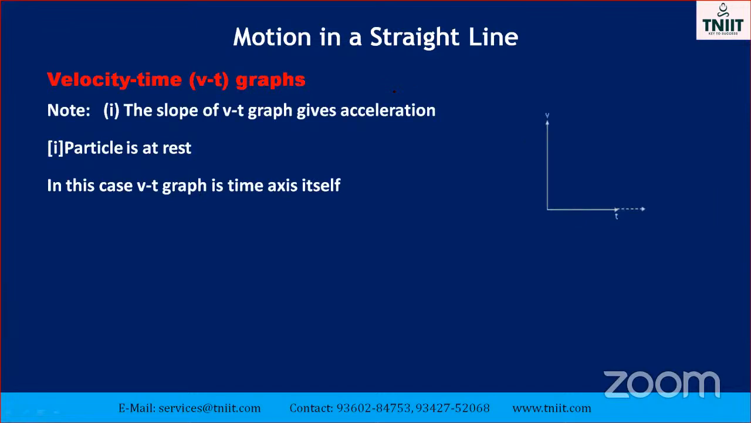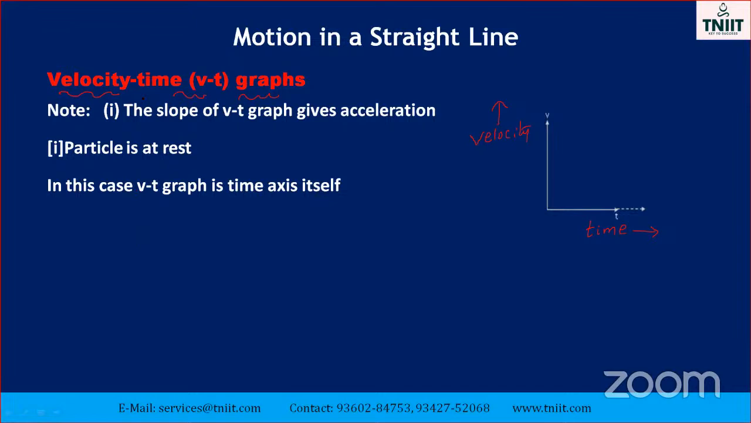Come back to this velocity time graph, students. Actually, we have already explained the velocity time graph. You know that the velocity time graph is the graph where we plot the velocity along the y-axis and the time along the x-axis. Taking the time along the x-axis and the velocity along the y-axis, whatever curve we get, we call it a velocity time graph.